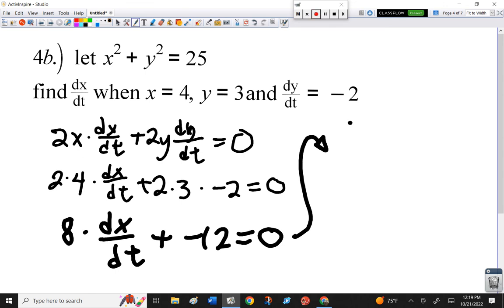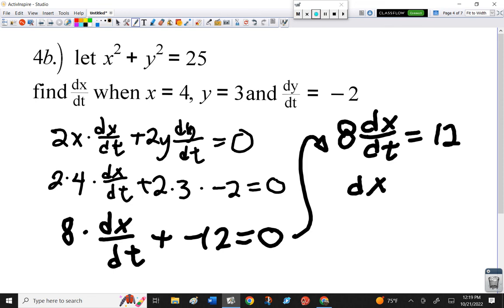Here we go. I'm going to add 12 to both sides. So I'm going to get 8 dx dt is going to equal +12. And then I'm going to divide both sides by 8. So dx dt is going to equal 12 over 8. Now, for all practical purposes, that's the answer. But it can be simplified.